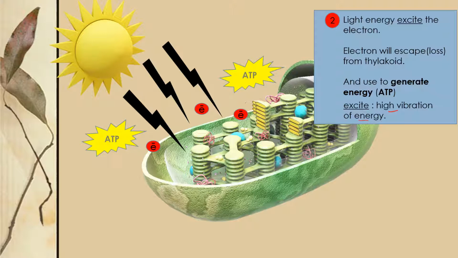So the electron will escape while it is excited. When the electron undergoes excitation, it will escape or be lost from the thylakoid. That's why the electron moves from the thylakoid to the stroma, and this situation is used to generate ATP. Right after the excitation of the electron, it is used to generate ATP.